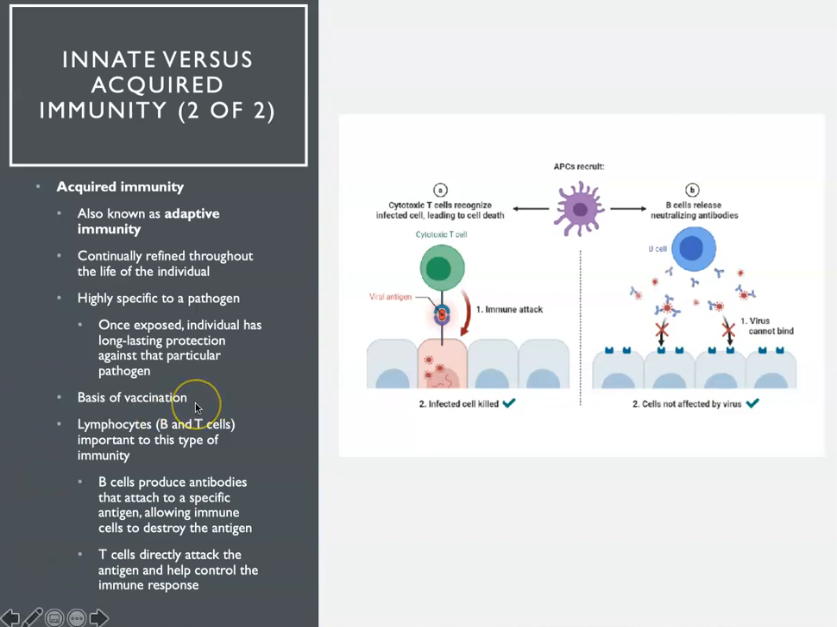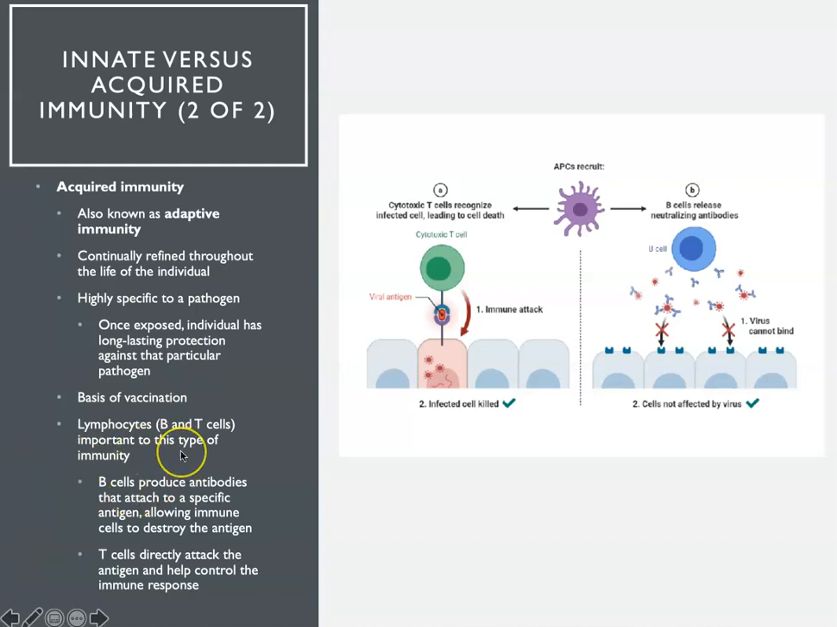This is the basis of vaccination, right? You get an injection of an inoculated virus or something like that, that initiates your body to mount an immune response and to produce antibodies, okay? Then if you are exposed to that pathogen again, your body will be able to get rid of it before it can cause illness, okay?